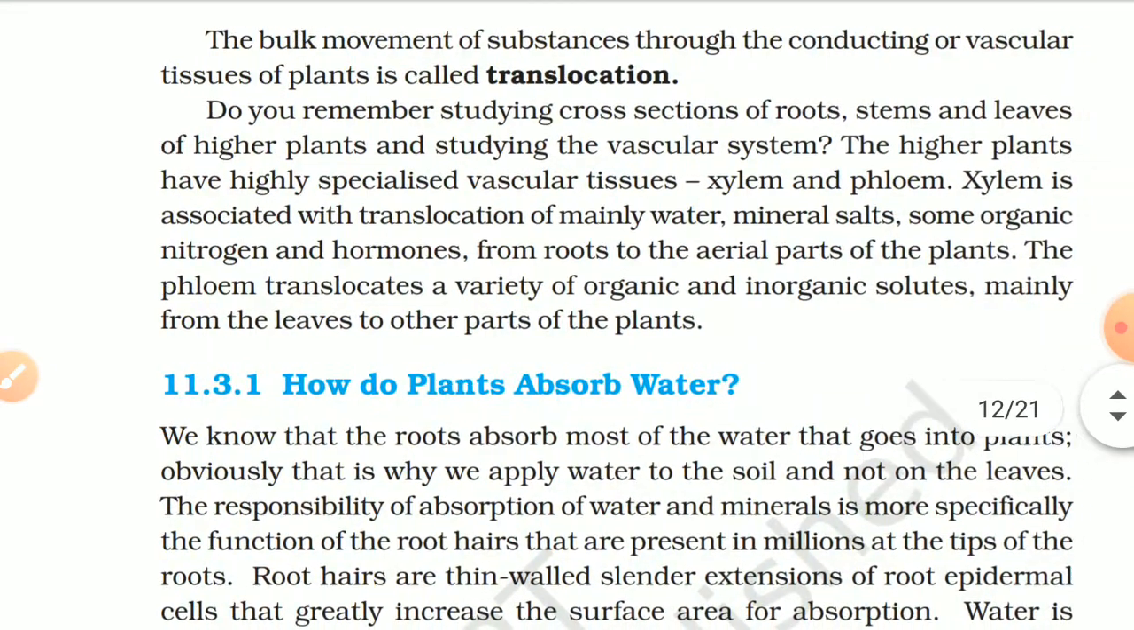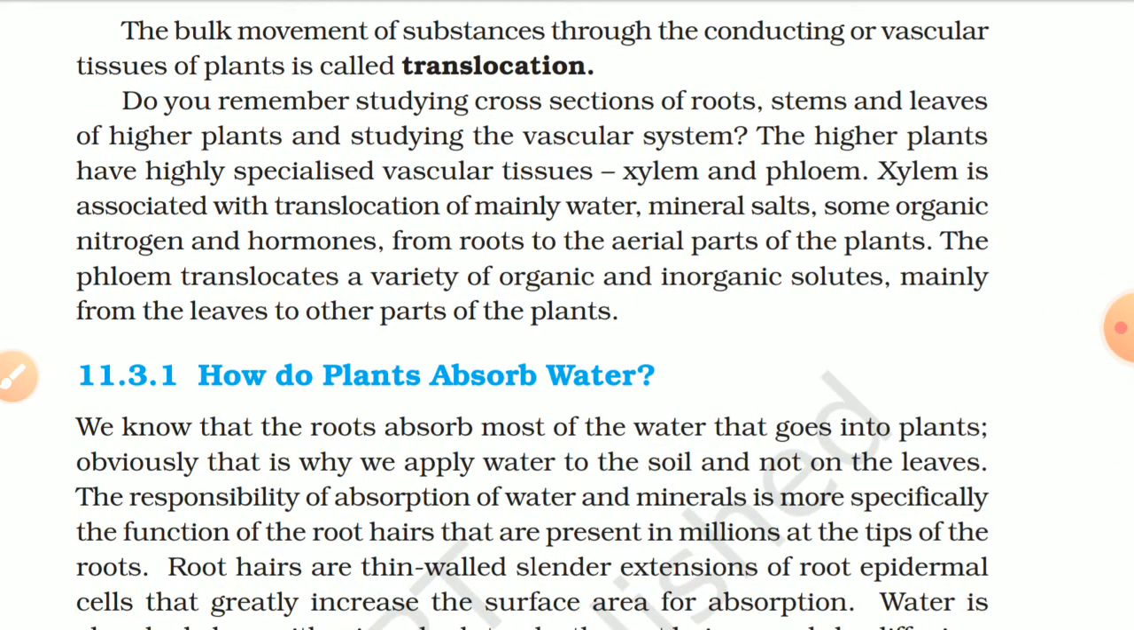The bulk movement of substances through the conducting or vascular tissue of a plant is called translocation. Do you remember studying a cross section of roots, stems and leaves of higher plants and studying the vascular system? The higher plants have highly specialized vascular tissues, xylem and phloem. Xylem is associated with translocation of mainly water, mineral salts, some organic nitrogen and hormones from roots to the aerial parts of a plant. The phloem translocates a variety of organic and inorganic solutes mainly from the leaves to other parts of the plant.